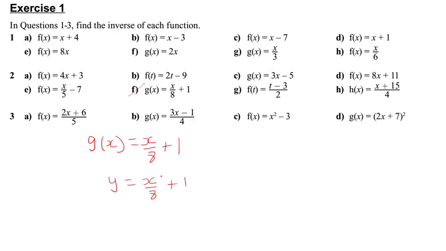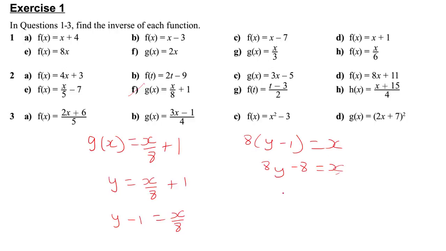Then the next thing, make x the subject, which means I need to take away 1 from y. So it's going to be y take away 1. That's going to give us x divided by 8. Remember I'm making x the subject, so I need to times this side by 8. I need to do the opposite. So I'm going to have 8 times y minus 1 equals x. Then you can open the brackets, so 8y minus 8 equals x.